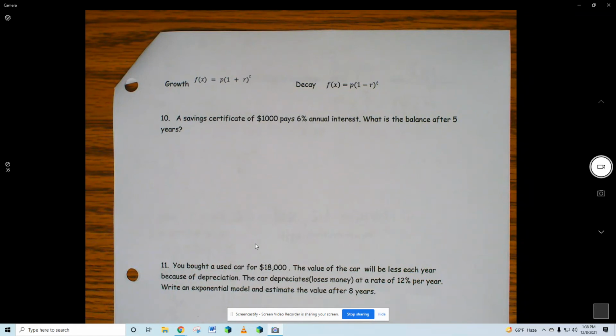A savings certificate of $1,000 pays 6% annual interest. What is the balance after 5 years? So I'm going to put $1,000 into the bank, and I want to know what I'm going to have in 5 years. Is my money growing or is my money decreasing? Growing. That's going to be my growth.